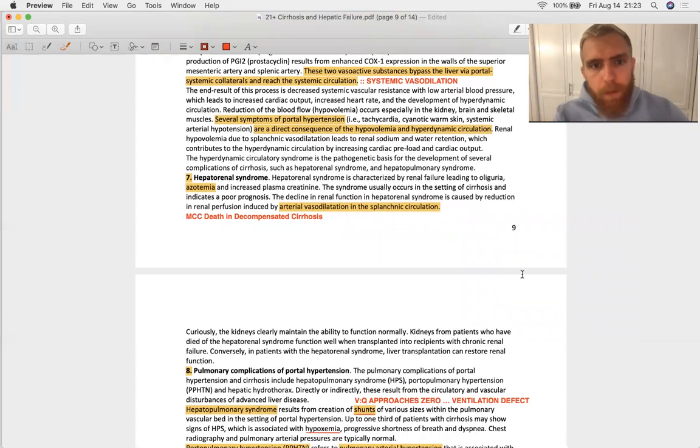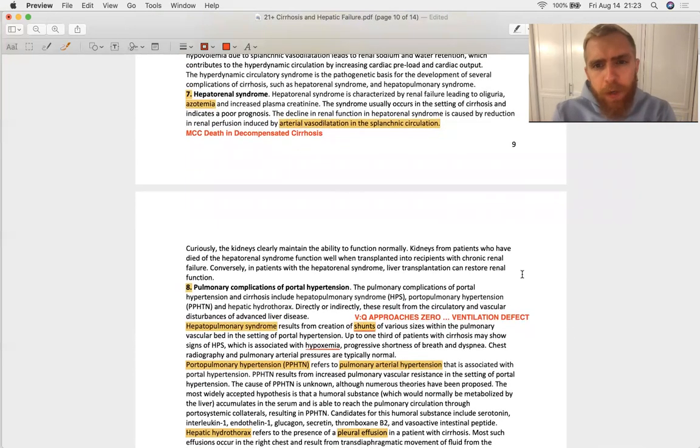Several symptoms of portal hypertension, such as the tachycardia, warm skin, hypotension, are a direct consequence of the hypovolemia and hyperdynamic circulation. So hypovolemia, where's the volume? In the peritoneal cavity, that's the ascites. Hyperdynamic, what does that mean? Well, it means that your liver's clamped, but your gut is super expanded and it's making enough nitric oxide to go into the rest of your body and dilate them. So dynamic is referring to the change in the resting tone of that vasculature.